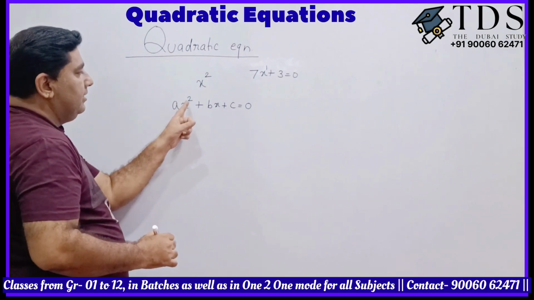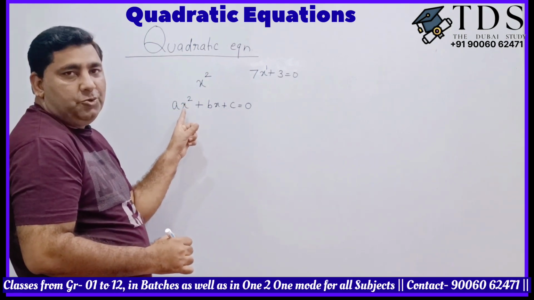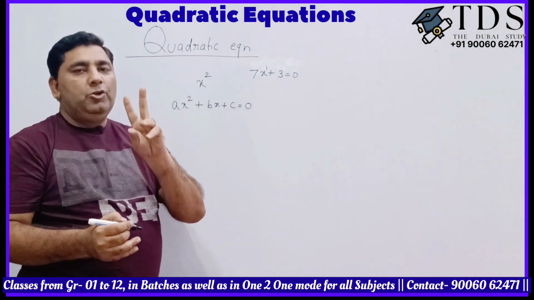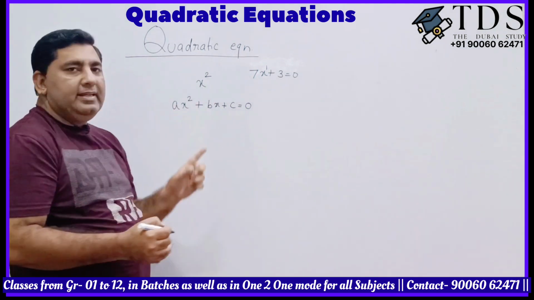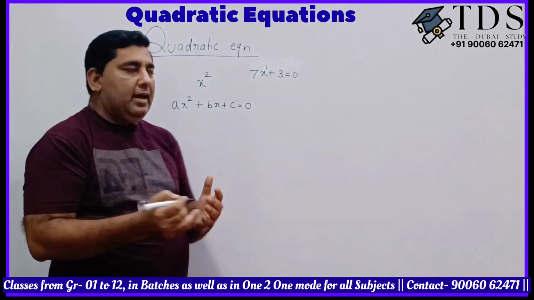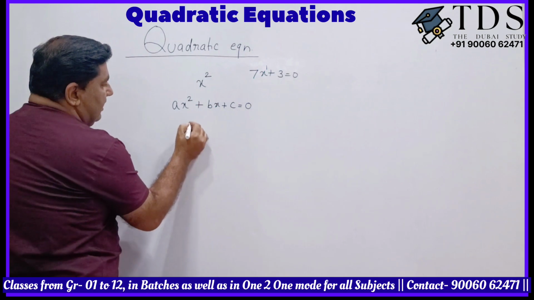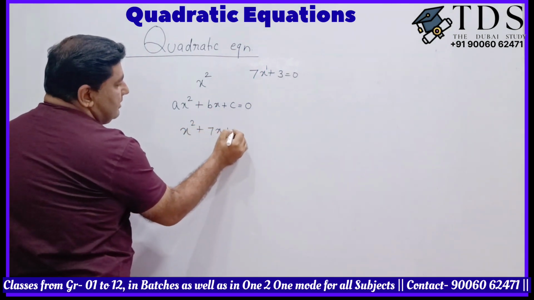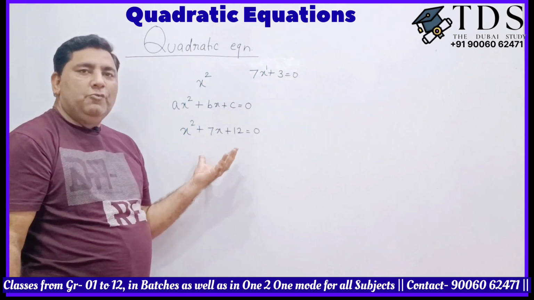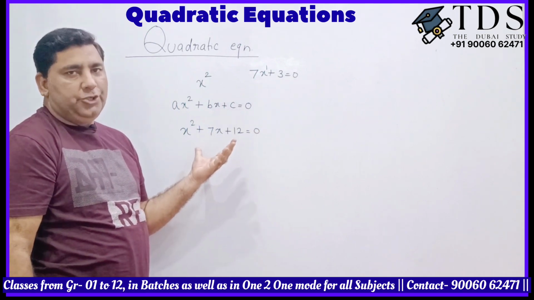Here you can see the maximum power of x is 2. So this is called the quadratic equation. It will have two roots because the degree is 2. Some examples of quadratic equations are x square plus 7x plus 12 equals to 0. This is one of the examples of quadratic equation.